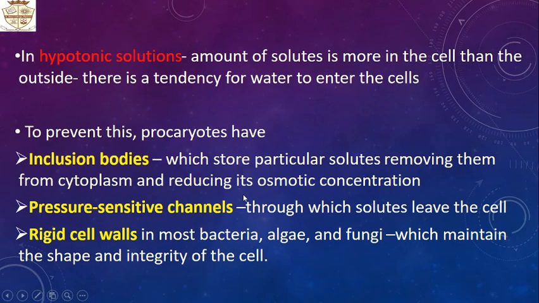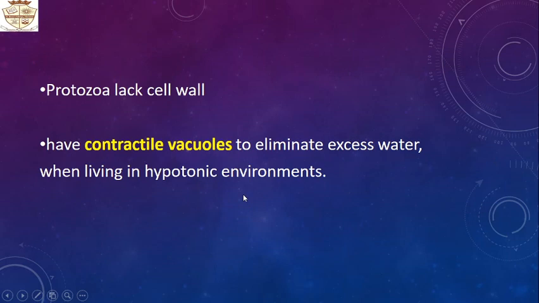And then there are rigid cell walls in most bacteria, algae and fungi. These cell walls maintain the shape and integrity of the cell. So bacteria have inclusion bodies, pressure sensitive channels and rigid cell walls to maintain their shape and structure in the hypotonic environment. Now protozoa lack cell wall. So they have some other mechanism, contractile vacuoles, which eliminate excess water when living in hypotonic environments.